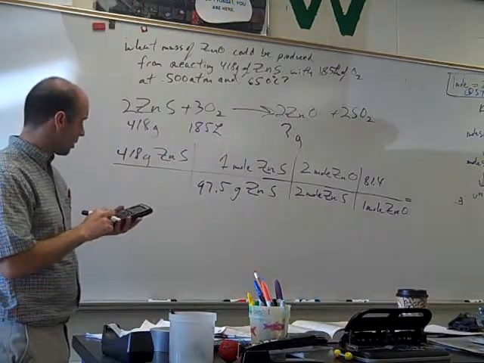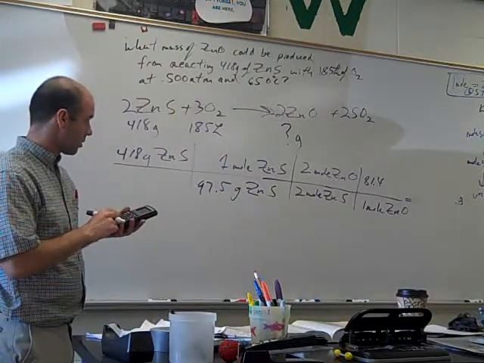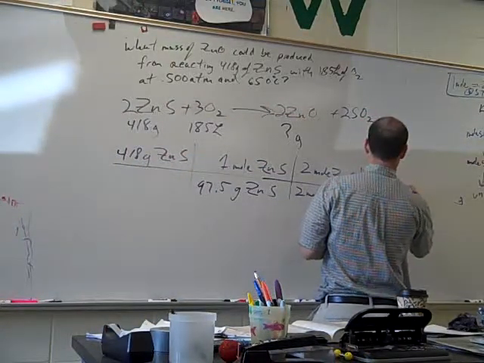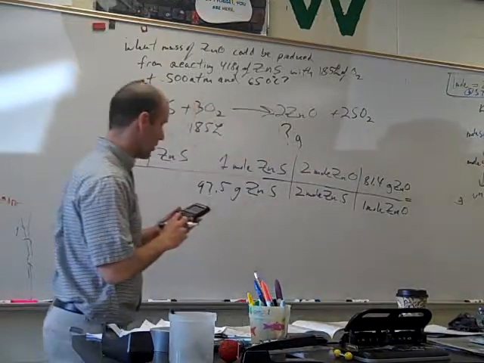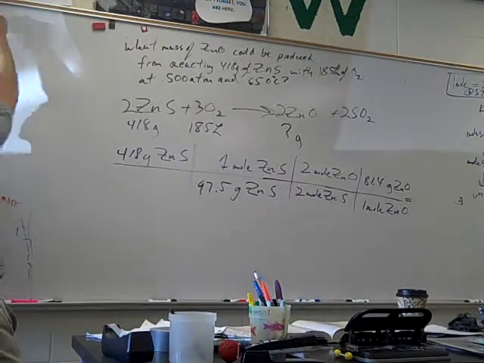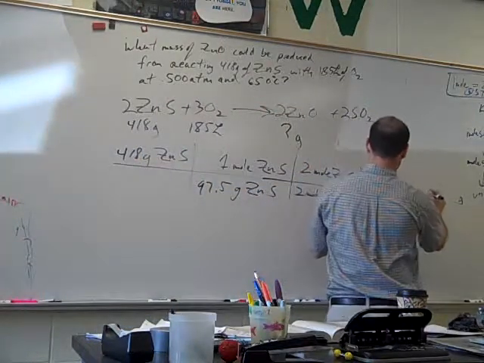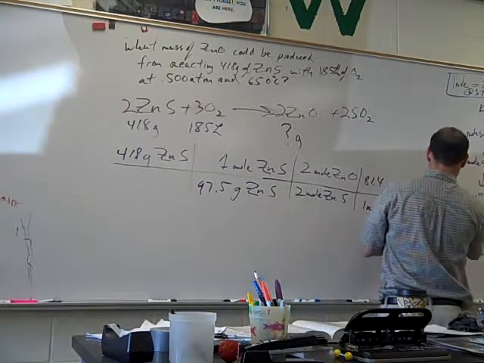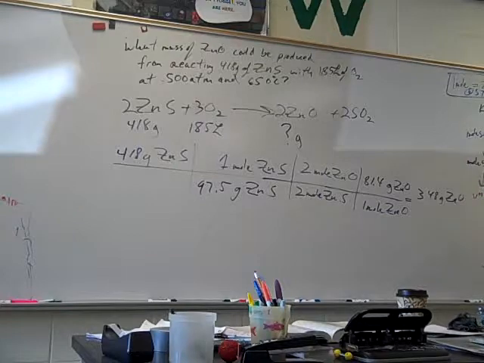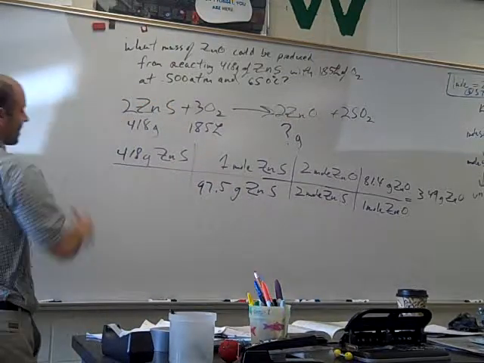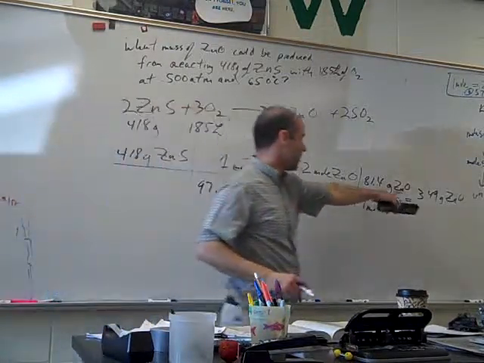Plug in the numbers. Should be grams. So we get 348 grams of zinc oxide. Isn't it 349? Yes. Make sure you put your unit and what it is.